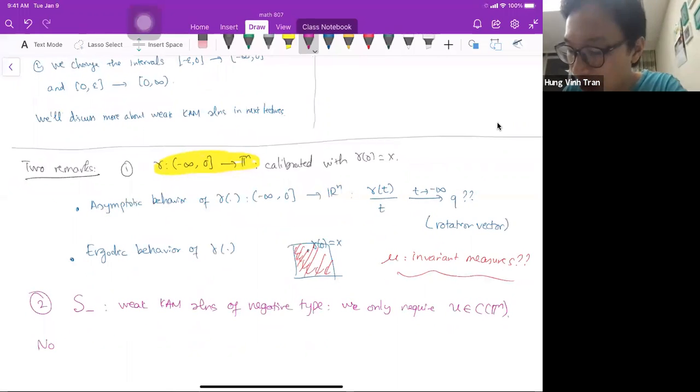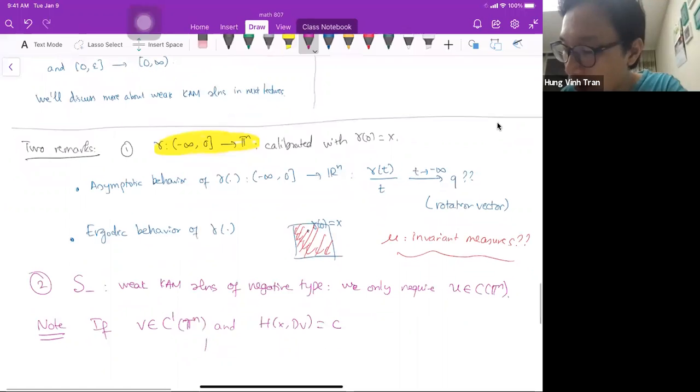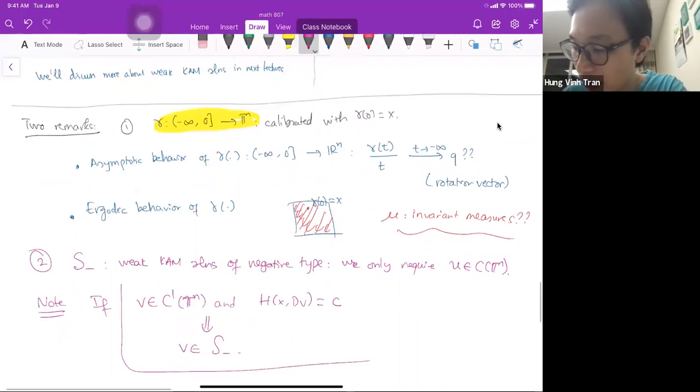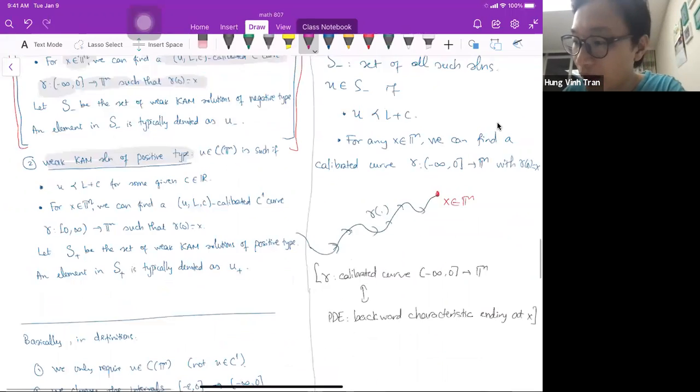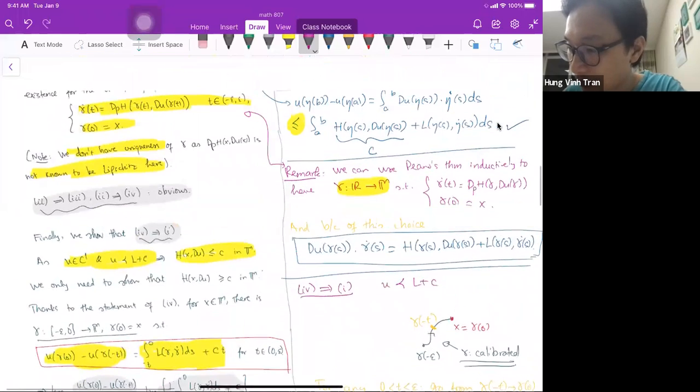Note that we have actually already proved this, it's hidden in the proof. Let me change it to v. If v is in C1 of the torus and H(x, dv) equals C, then automatically v is in S minus. That's the other point I want to make sure we are on the same page about. If it's a C1 solution, it's automatically in the set of weak KM solutions of negative type. Why? If you go back to this remark, it's here.